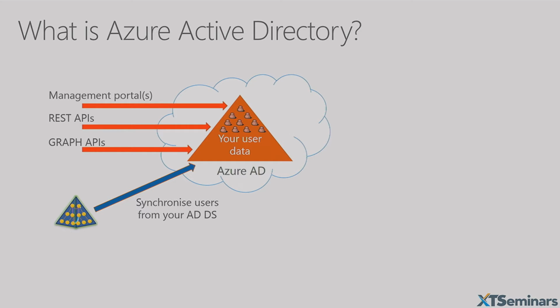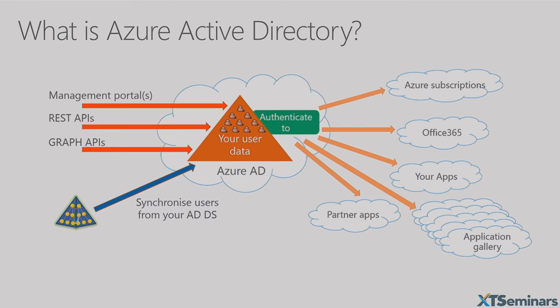Now, having got that, what does it give us? It opens a whole new world to our users. They can authenticate to practically anything. So they could authenticate to an Azure subscription, but Office 365. So if you have Office 365, you already have an Azure Active Directory. And we can open it up to add additional functionality.